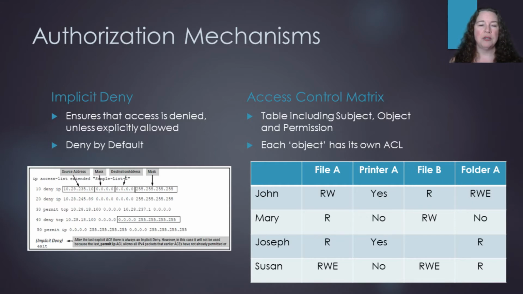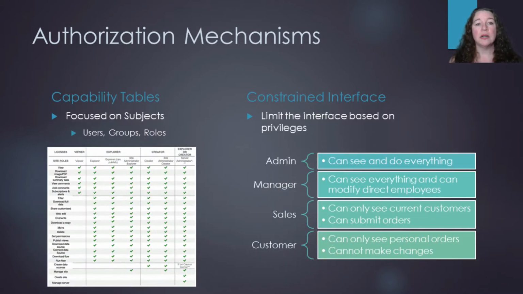So different permissions, and for printers you could have yes or no, yes it can access it. For individual folders, you can have no rights at all. So an individual access control matrix includes the subject and the object and the individual permission. Another type of mechanism is our capability tables. Capability tables focus specifically on the subject, broken into users, groups, or roles, and then being able to say what is the individual role and what are they allowed to do. So we can break it into the individual subjects and what they are able to do with a capability table.